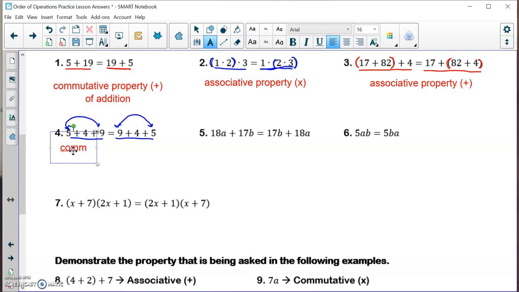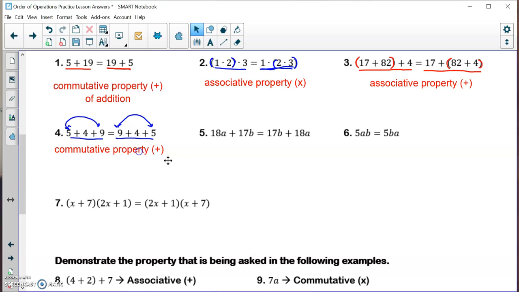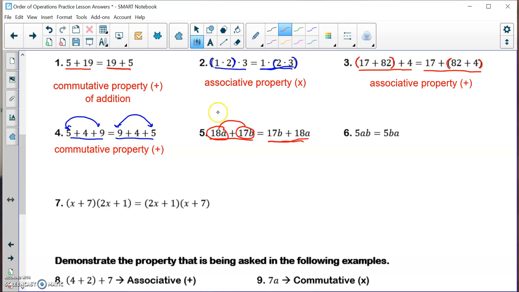Since there are addition symbols, that means that this was the commutative property of multiplication, or of addition. I keep saying multiplication, it's addition. All right, moving on to the next one here. I have an 18a plus a 17b. And the second one, I have a 17b plus an 18a. What happened was the 18a and the 17b flipped around. So that is commutative properties.